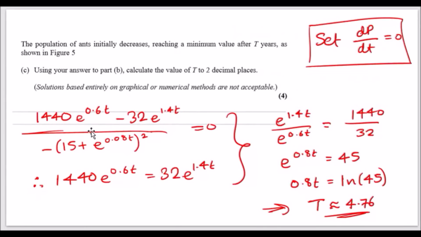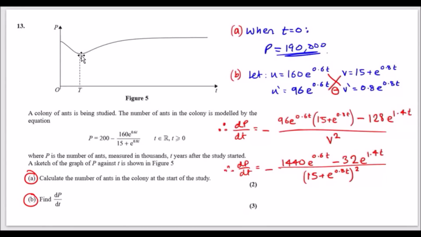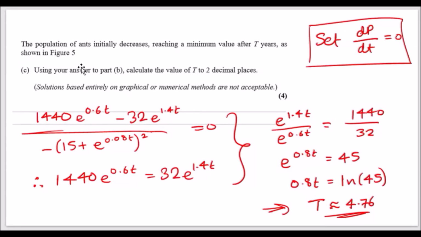Now, the population of ants initially decreases, all right? So we saw in the graph that it initially decreases over here. So this is going to be literally the turning point. You can kind of guess that they probably want you to find the derivative. So using your answer to part P, calculate the value of t to 2 decimal places.